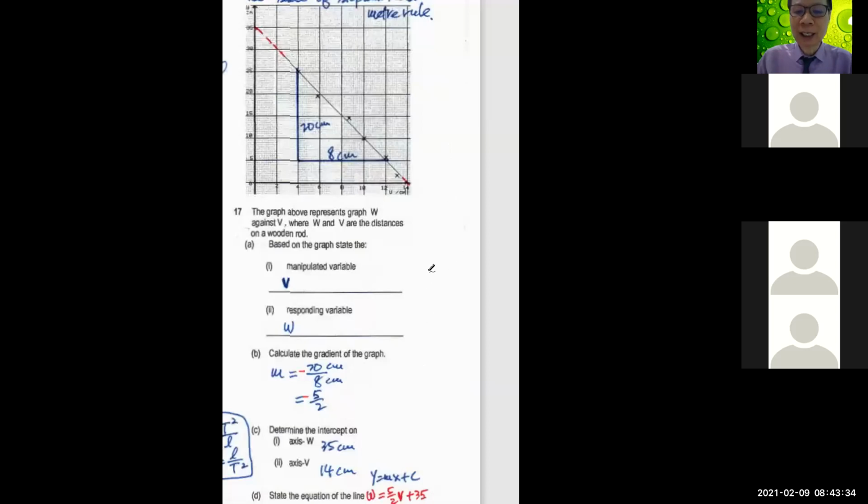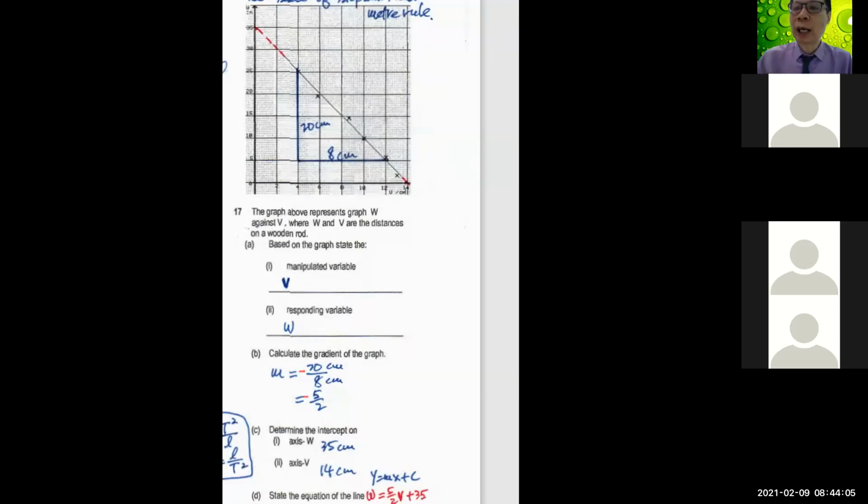Okay, last, state the equation of a straight line. Do it now. Find the equation of this straight line. Remember the formula, y equals mx plus c. The straight line formula is y equals mx plus c. Anyone, if you got the answer, please list down your answer. The equation of this straight line. So what is the equation of this straight line?